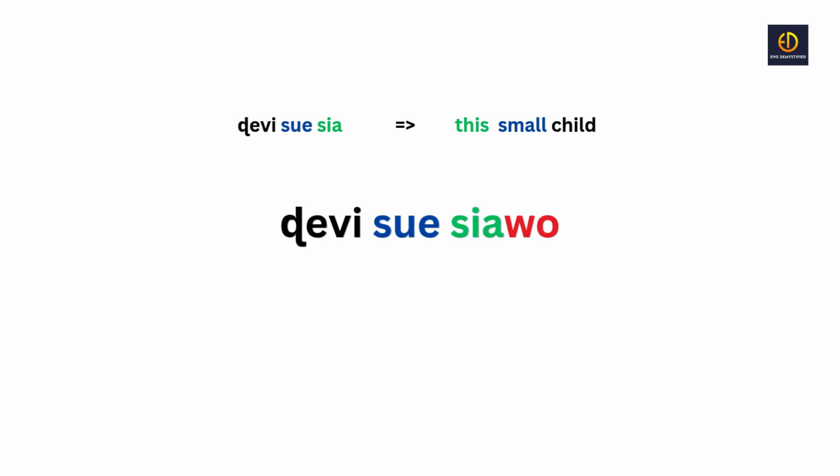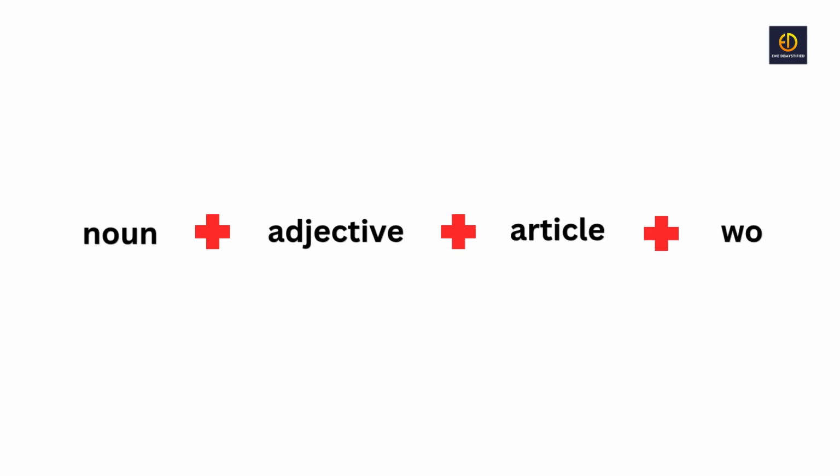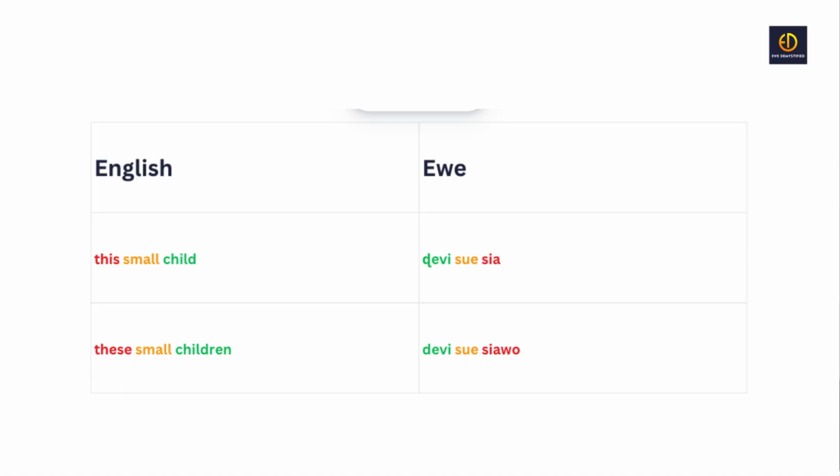These small children. Ɖevi sue siawo. So now the structure is the noun, the adjective, the article, and then finally wo. So we'll do a quick comparison. This small child in English, ɖevi sue sia. These small children, in Ewe it becomes ɖevi sue siawo. Everything stays in place and wo simply comes last.